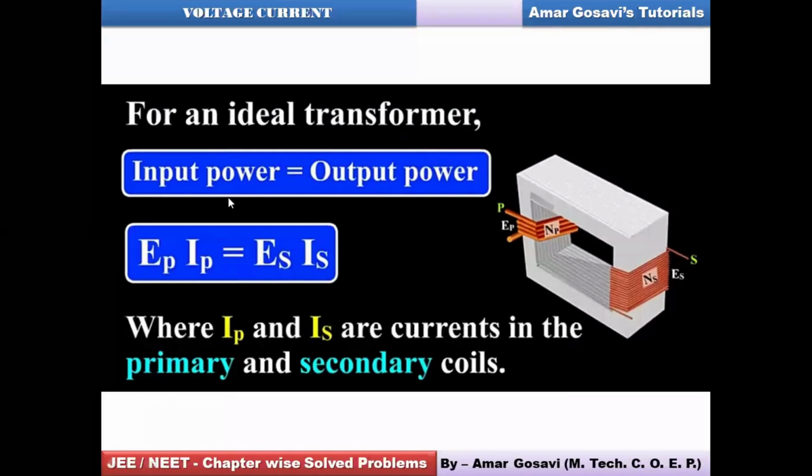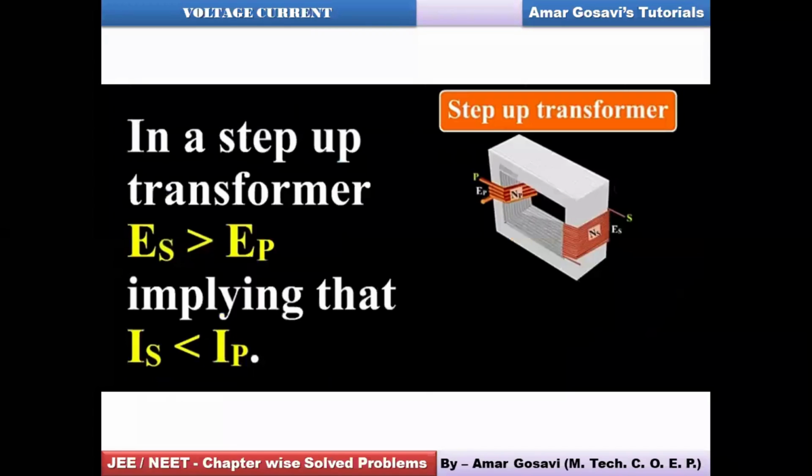So input power, you will always put across primary. So EP into IP is input power. Output power, you will always seek across secondary. So ES into IS is the output power. Now, if these two things are equal, then the transformer is ideal. So ideal is a case which cannot be realized in nature. So obviously the efficiency will be always less than 1.